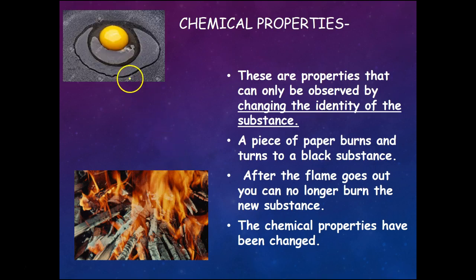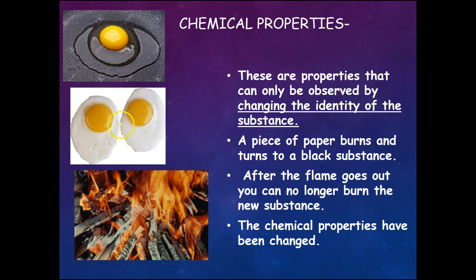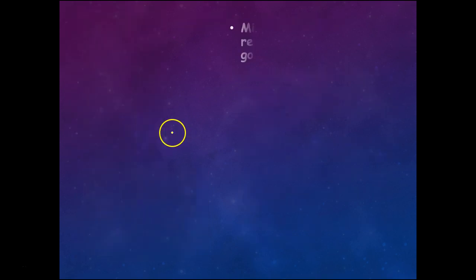If we look at an egg, this is an egg cracked. This is an egg cooked. You can't get those to go back. You can't get this white to turn back into what was a raw white. It won't happen. So once a chemical property has been observed, that will no longer be changed back. We have to see a change happen in order to describe the chemical property.